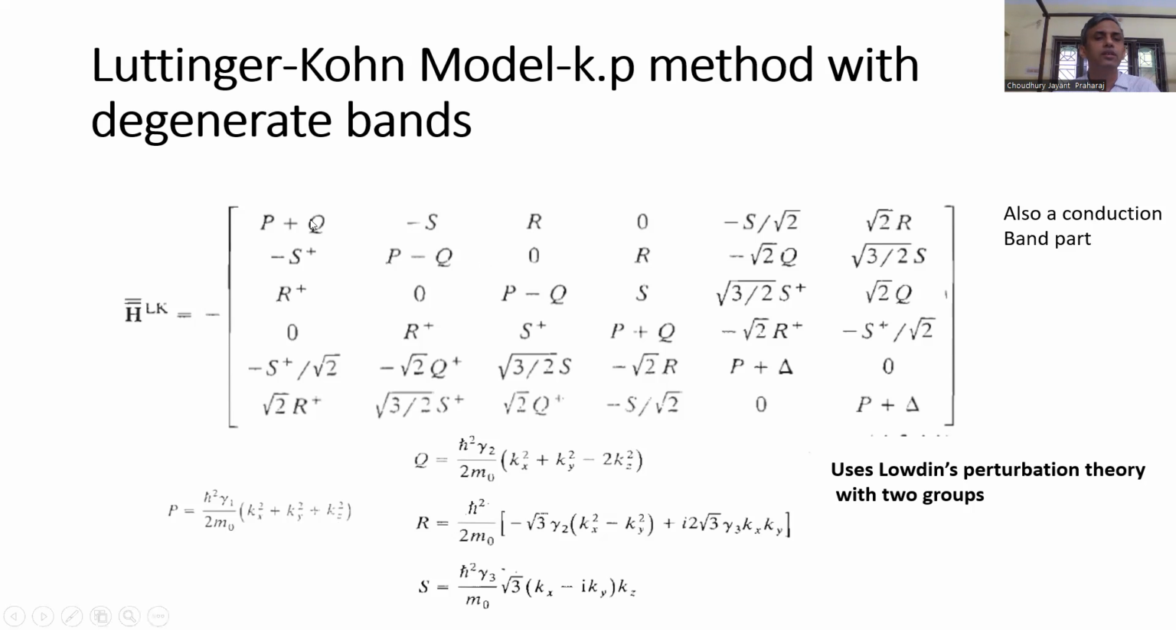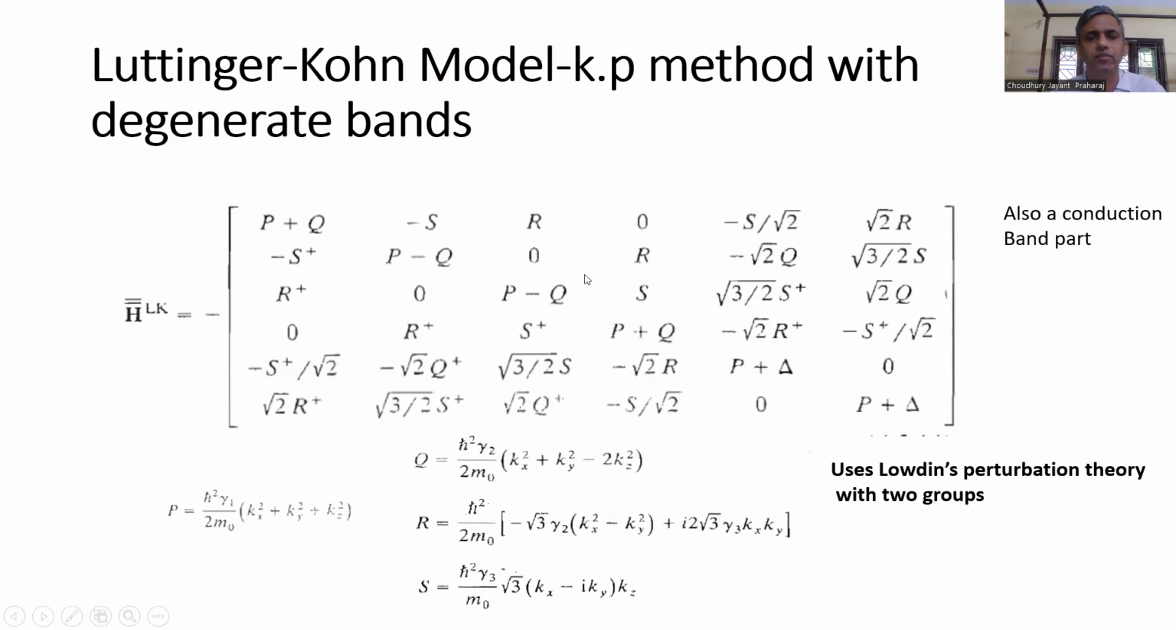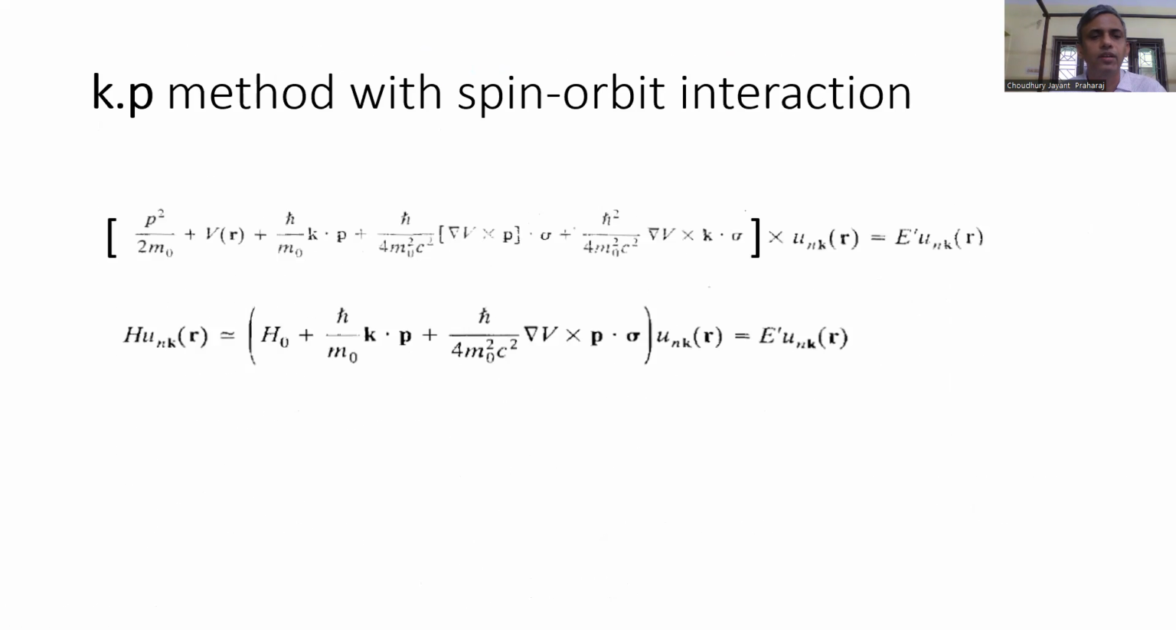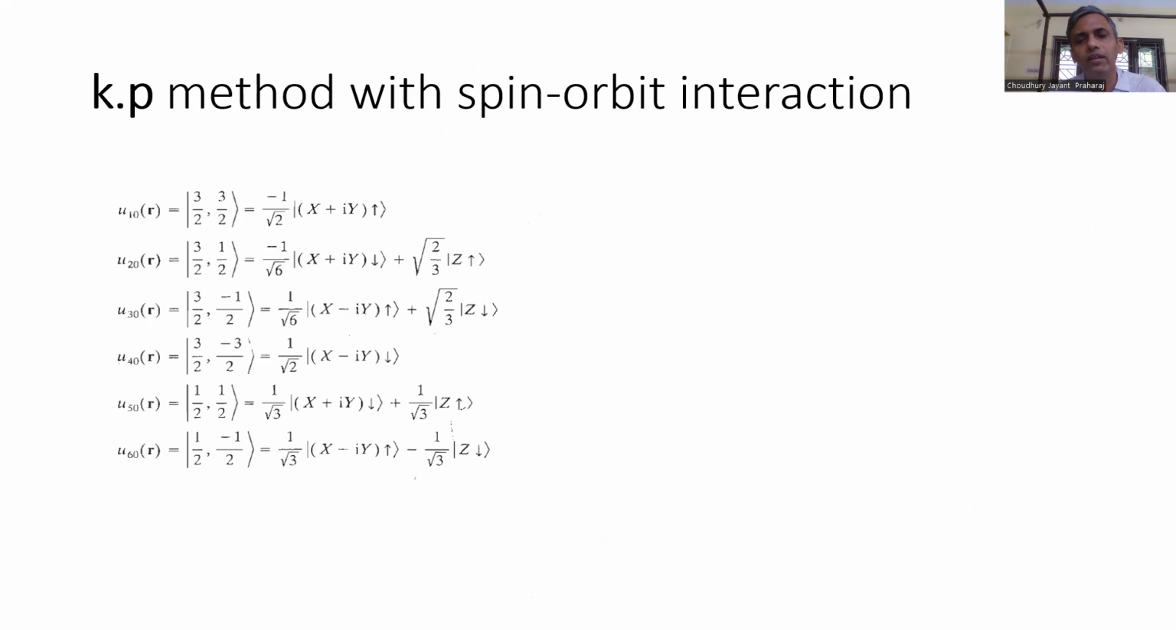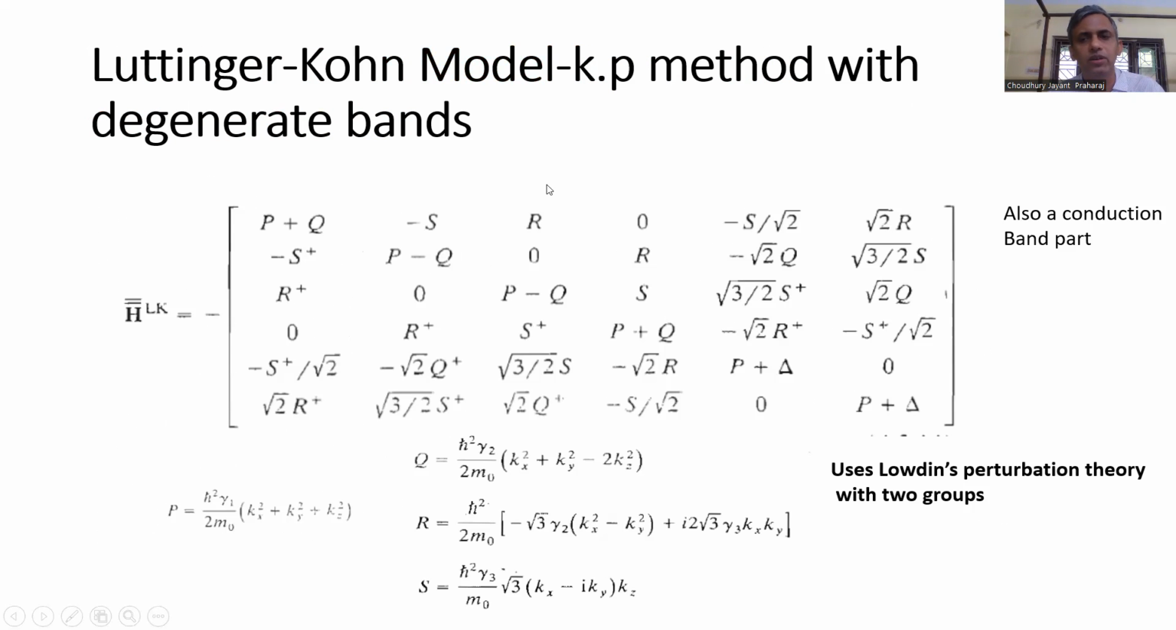And so this is what it looks like without the spin-orbit interaction. And then you add the spin-orbit interaction, which has a unit matrix, for example, and you need to add this spin-orbit term to that. There is also a conduction band part. This is how it looks for the cubic semiconductors.